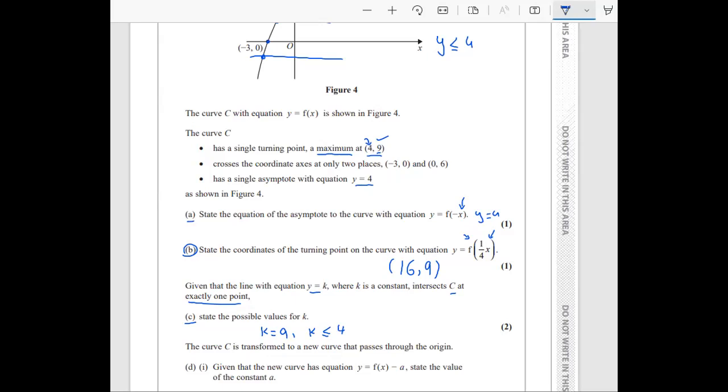Yes. Perfect. Okay. Let's talk about the D part then.